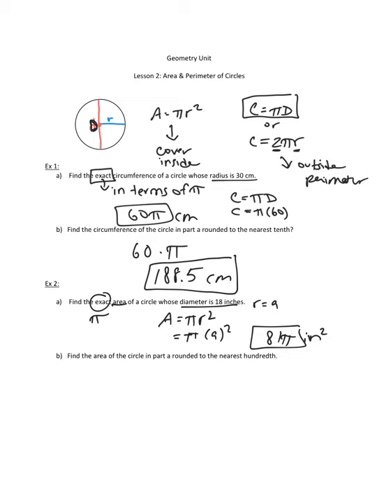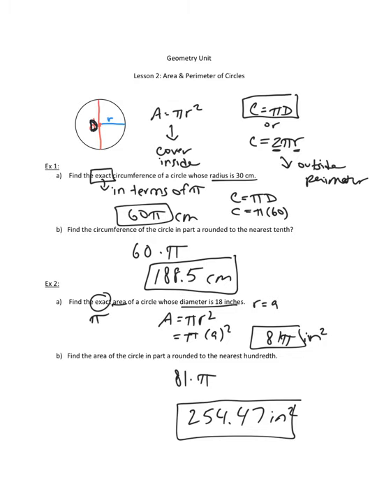Part B says find the area of the circle in part A rounded to the nearest hundredth. So I'm going to go to my calculator and I'm going to multiply 81 times the value of pi, and that'll give me the value that I can round. 81 times pi is going to be 254.468, so it'd be 254.47, and this is square inches.